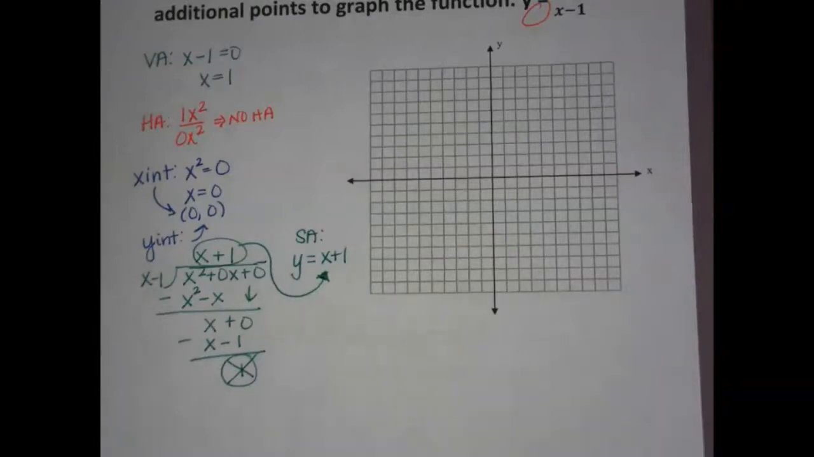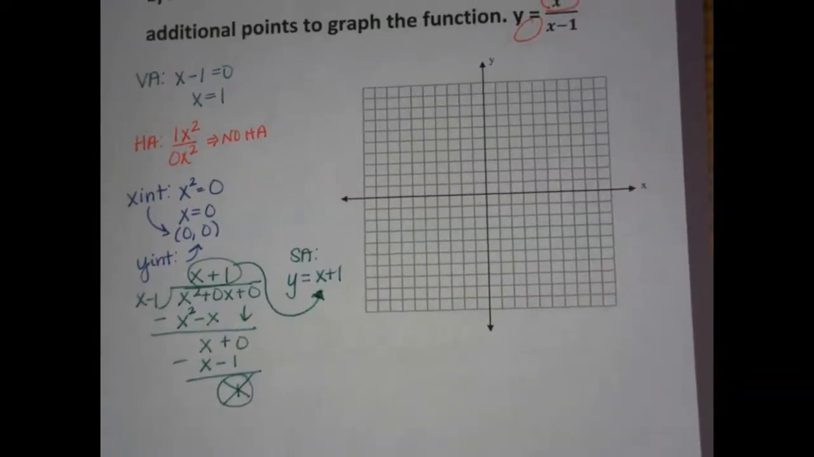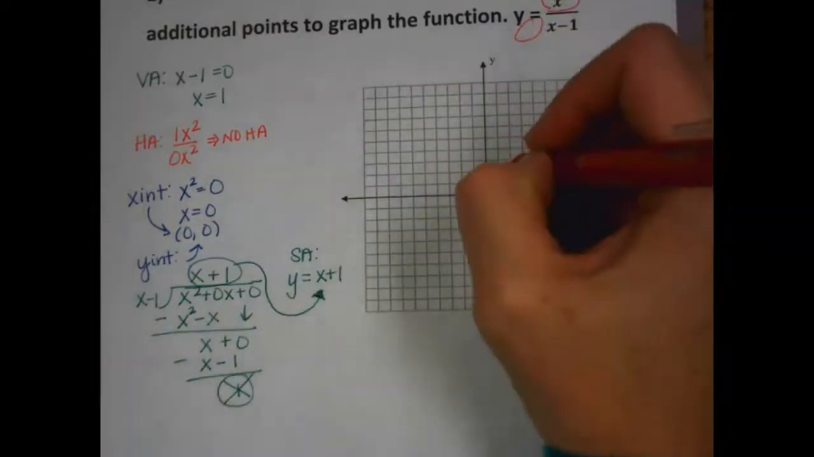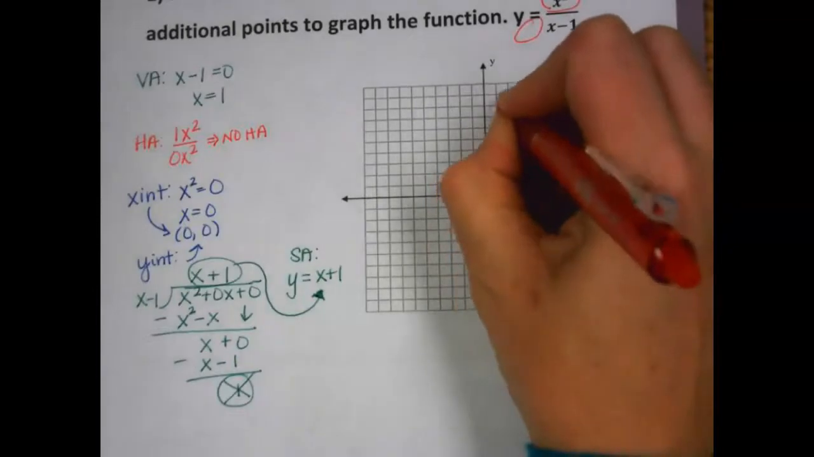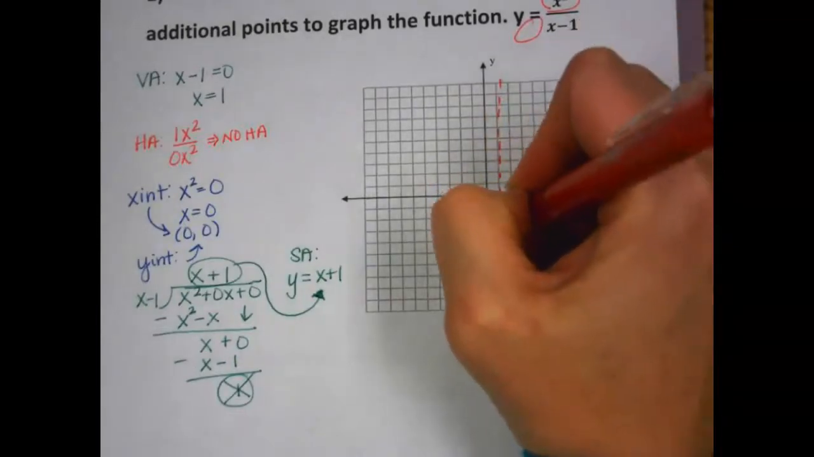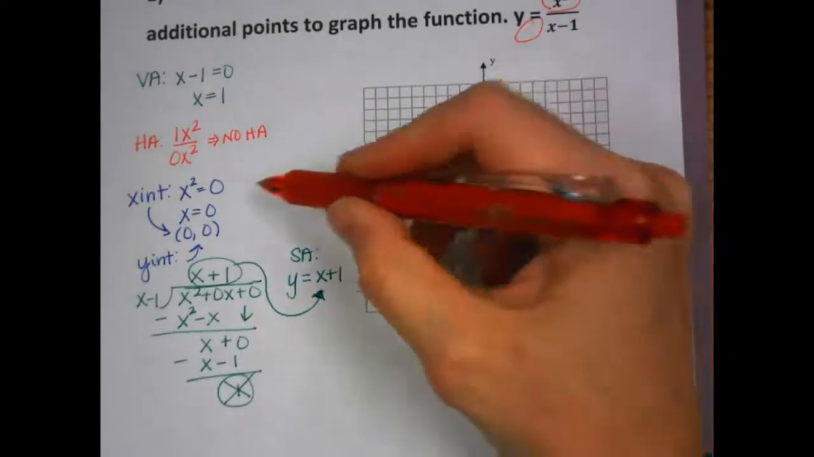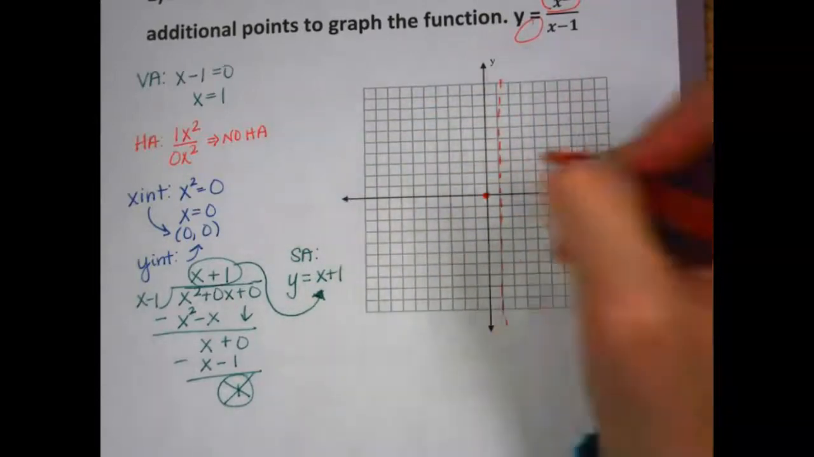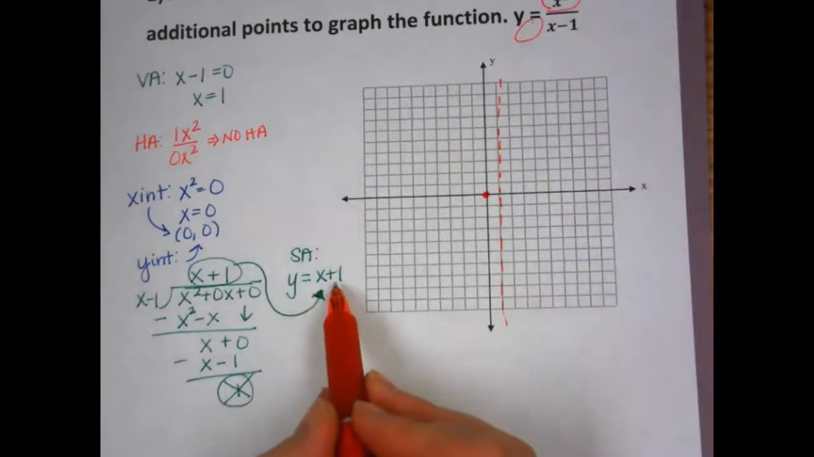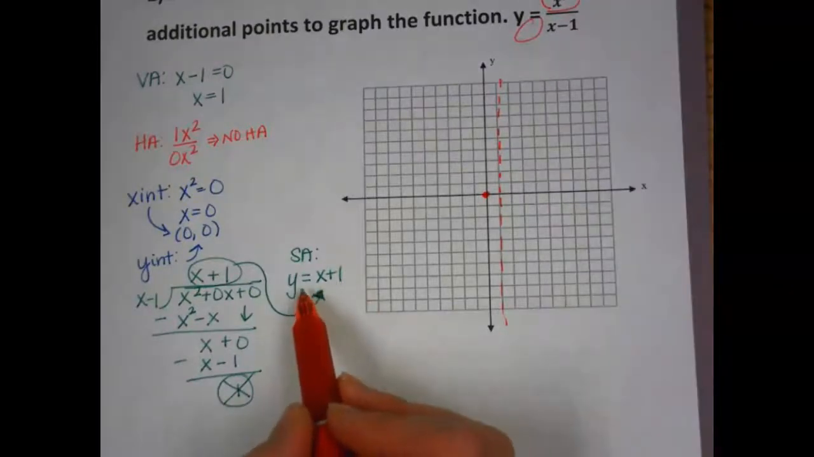Okay, so we want to graph this. We have our vertical asymptote at x equals 1. I'm going to put that vertical asymptote in there. We have no horizontal. We have an x-intercept at (0, 0). And then we want to graph this line, y equals x plus 1.